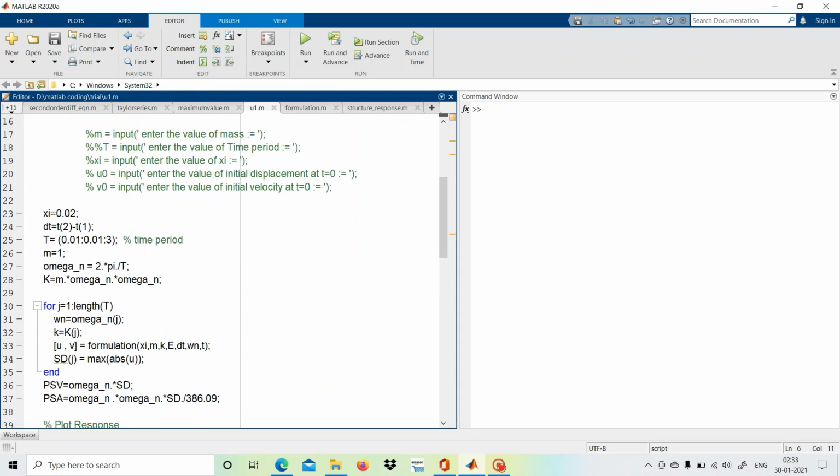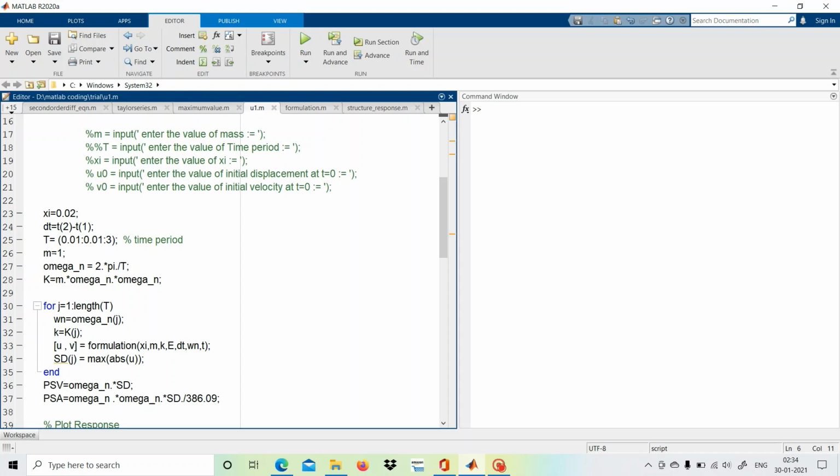Xi value, that is the damping ratio here, and we are just making the damping ratio a constant value of 0.02. And capital T is the time period. So we have taken the structures from 0 to 3 seconds of the building. It is also discretized with 0.01.